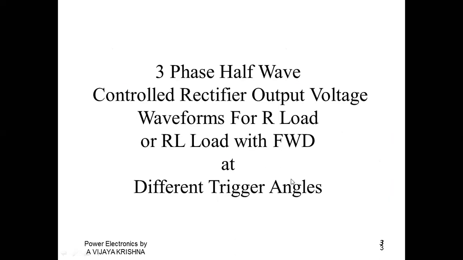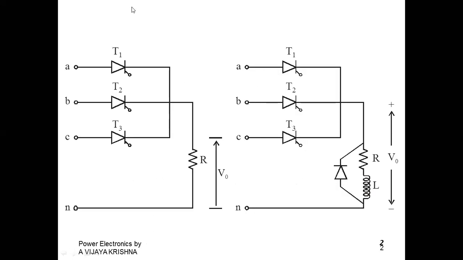Next, these are the three-phase half-wave controlled rectifier output voltage waveforms for RL load with the freewheeling diode, at different triggering angles. Before that, observe the output waveforms. Thyristors T1, T2, and T3 are all displaced by 120 degrees. In the vector diagram of the three phases, A, B, and C, each phase is displaced by an angular displacement of 120 degrees.